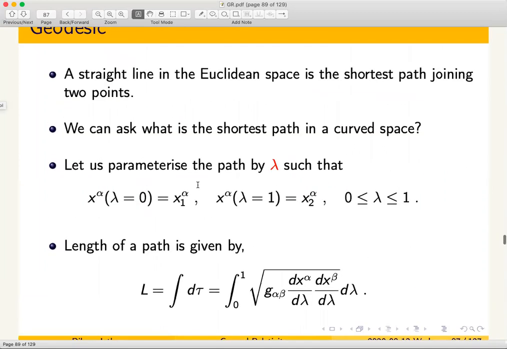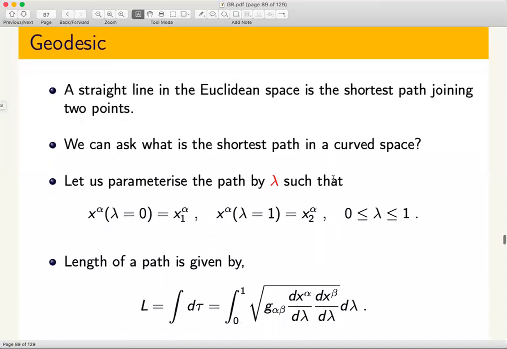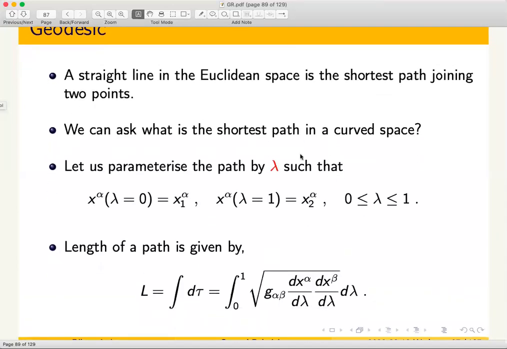Okay, so last time we were discussing geodesics from extremization of an integral. What we said was that in Euclidean space, if you are looking for a shortest path joining two points, you basically look at the minimum length path. Okay, so we would want to know how we would go about looking for a path which is, quote unquote, shortest in the curved space.